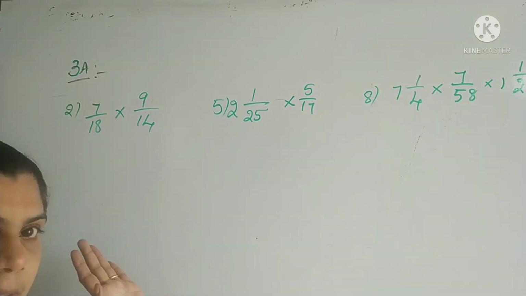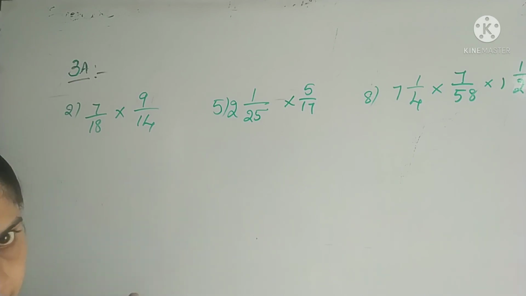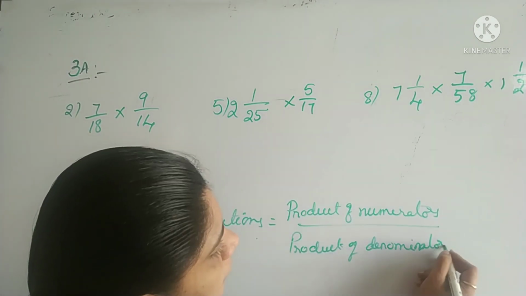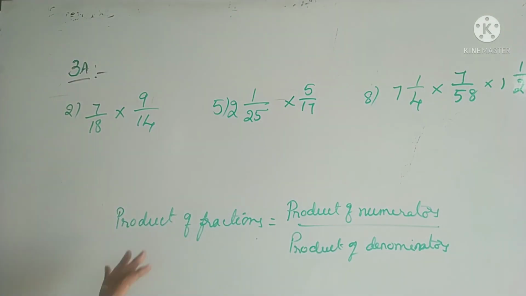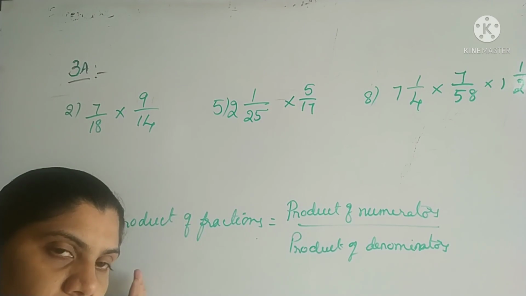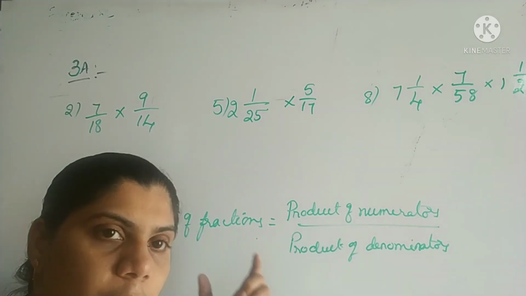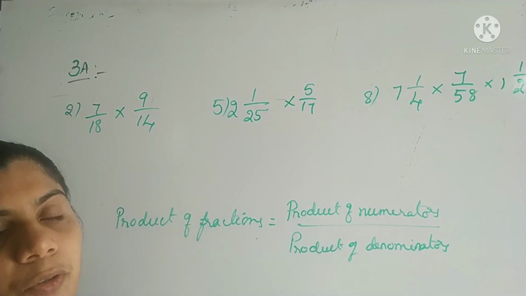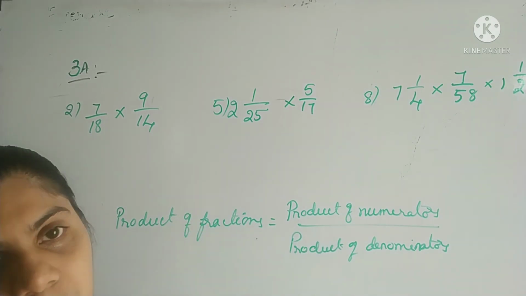Okay, how to multiply the given numbers. You know how to do multiplication. See, how to do the product of fractions? What you have to do is nothing but the product of fractions only. You have to do the product of numerators and the product of denominators. Just club the two fractions with the multiplication symbol.